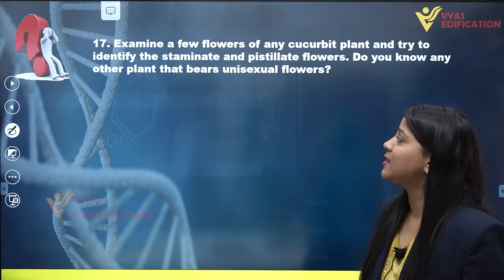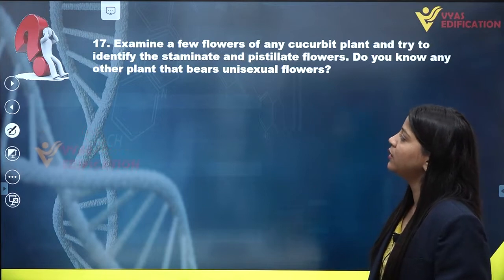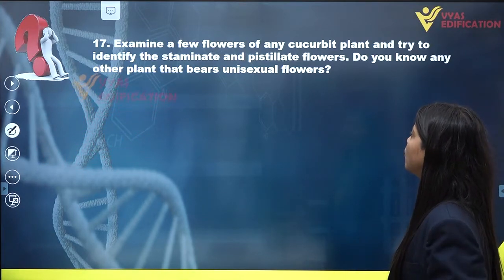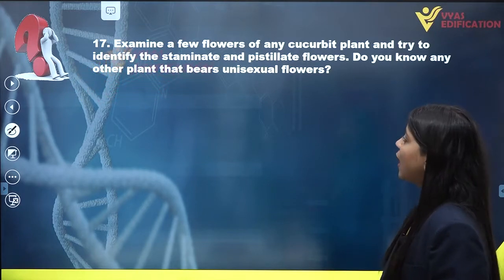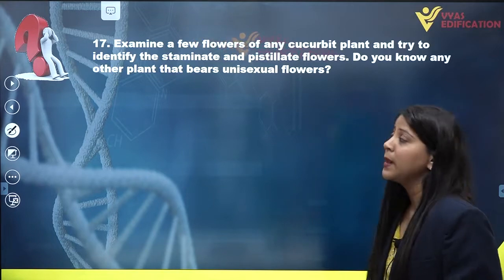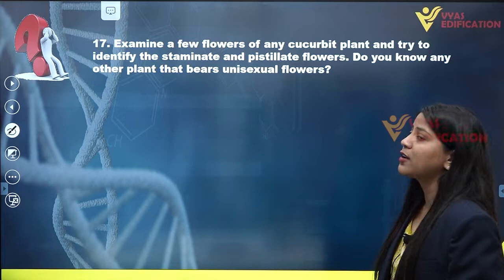Now here we come with the second last question of this chapter, and this is the 17th question. It asks: examine a few flowers of any cucurbit plant and try to identify the staminate and pistillate flowers. Do you know any other plants that bear unisexual flowers?